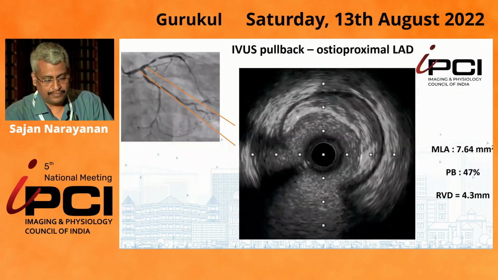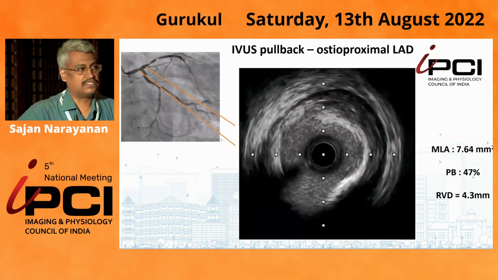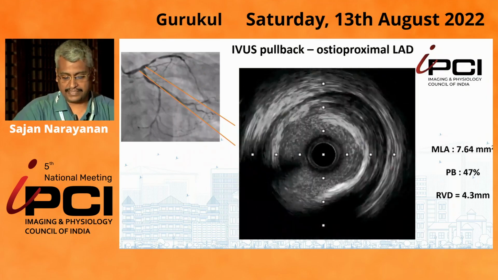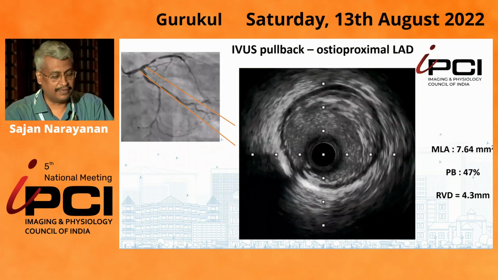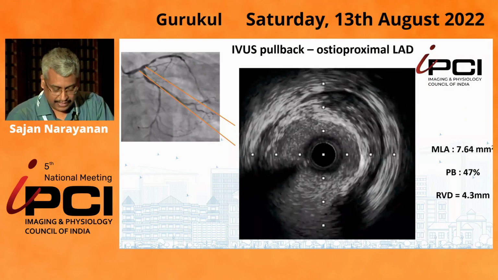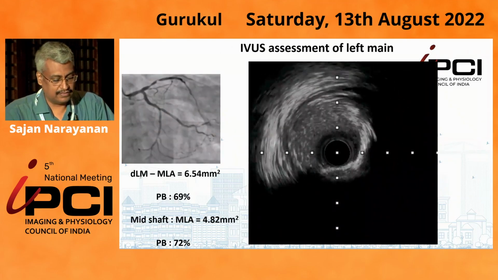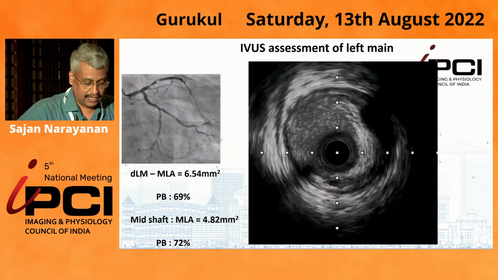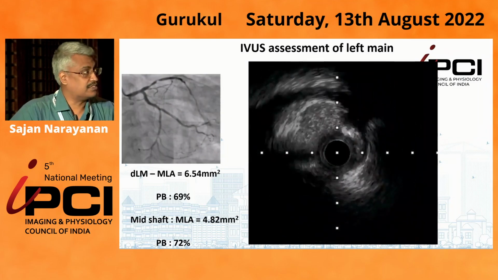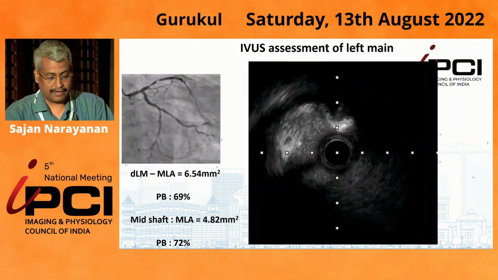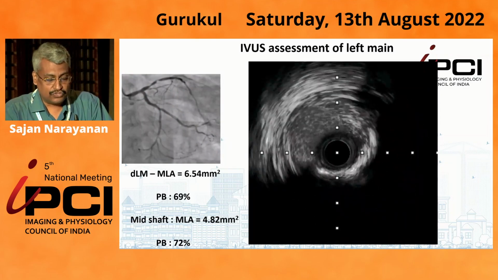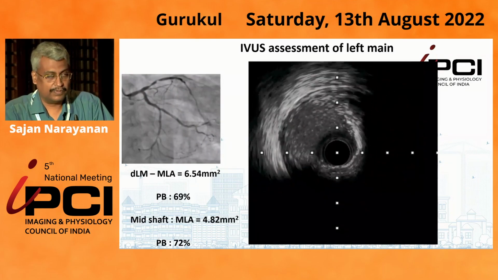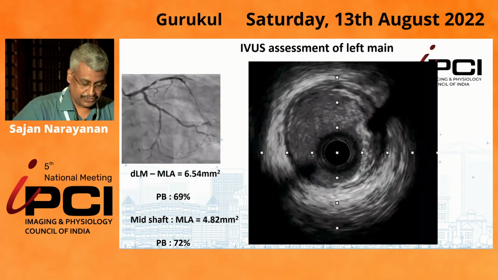At the LAD ostium, it was a preserved lumen, but the plaque burden was 47%. The reference vessel diameter at that site was 4.3 millimeters. There was plaque from 10 to 5 o'clock position. And when we came to the distal left main, it had a high attenuation plaque, and the mid shaft had a compromised lumen. It was 4.8 millimeters squared. The plaque burden was 72%. And the ostium of the left main had a concentric plaque with possible calcified protrusion at 12 o'clock position.